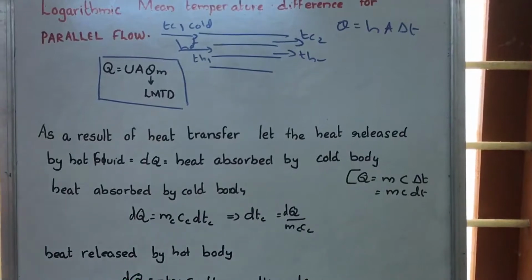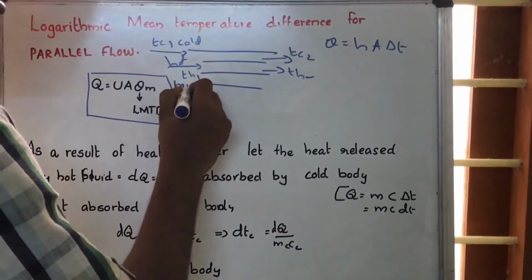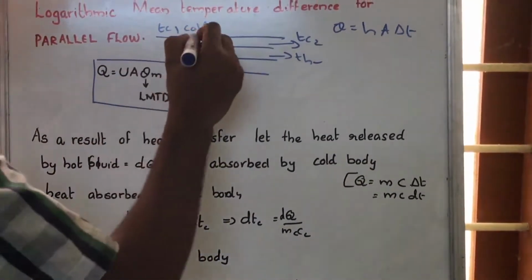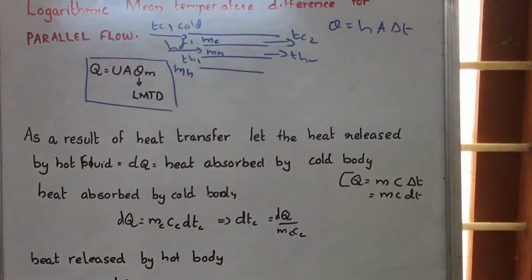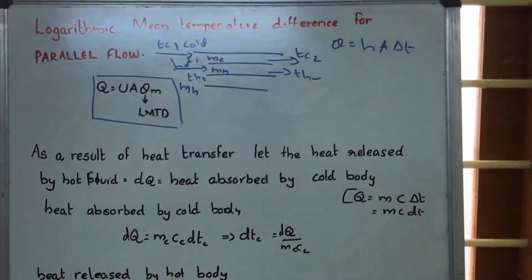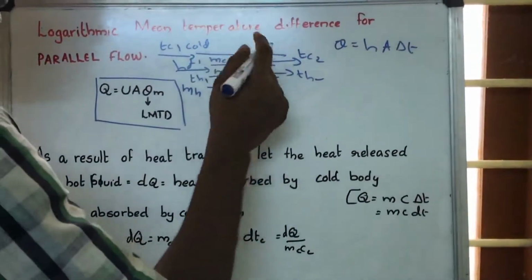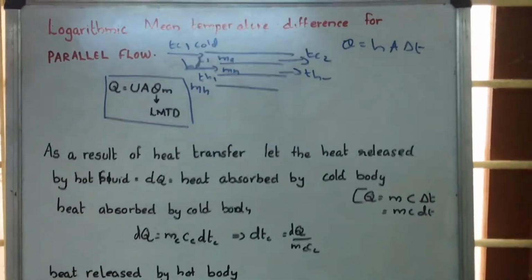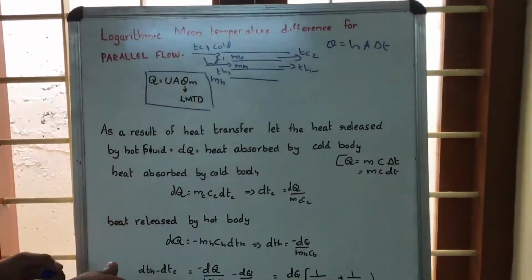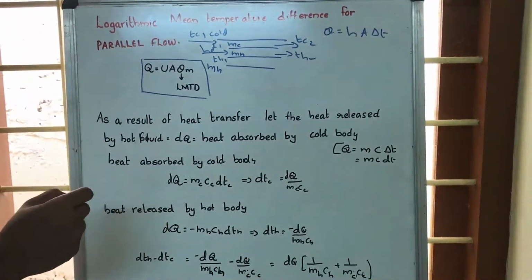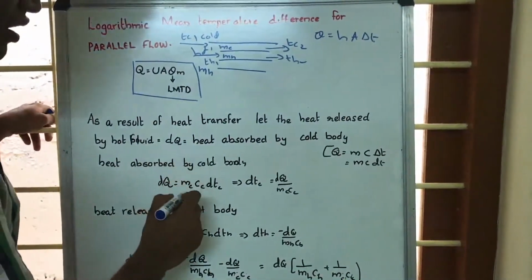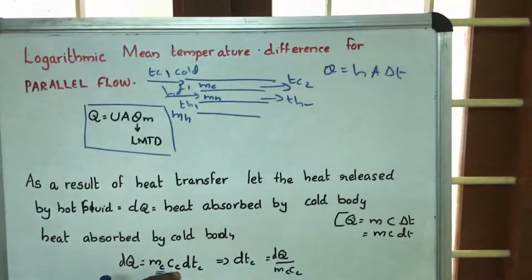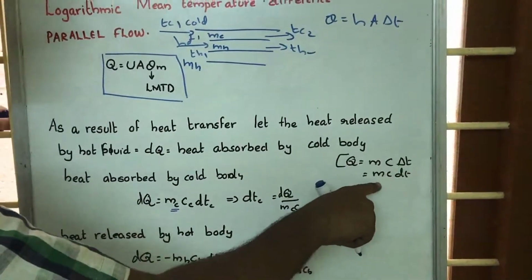So suppose say that a mass mh is the hot fluid mass that is flowing through the inner tube, and a mass mc is the cold fluid mass that is passing through the outer tube. Then for a small area, somewhere here we are considering a small area, suppose say that through that small area the cold body is absorbing a heat. So we know Q is equal to, if the mass of cold fluid is mc and specific heat is cc, Q is equal to mc delta T or mc dT.